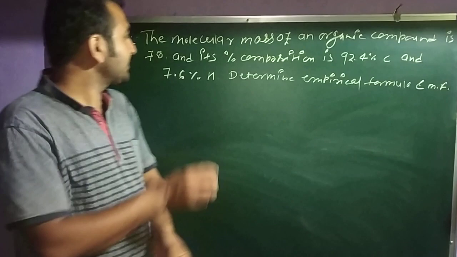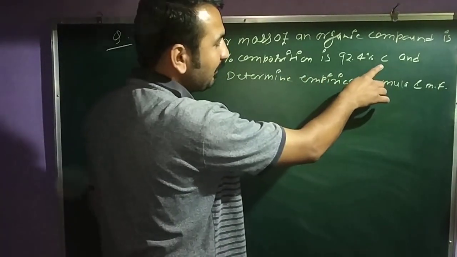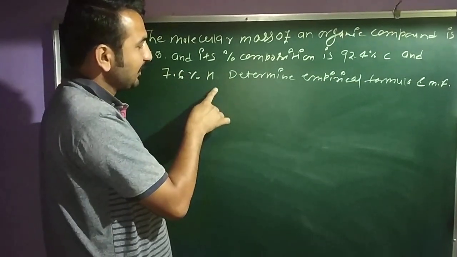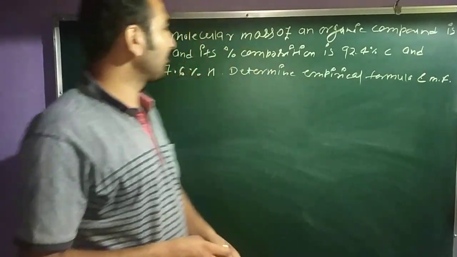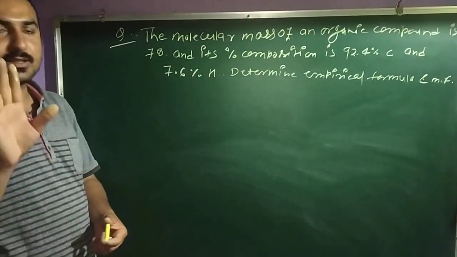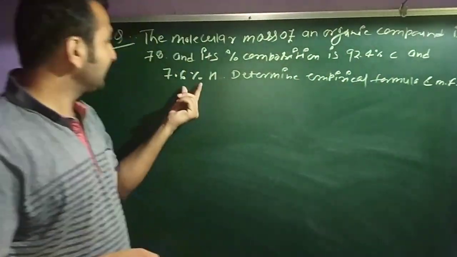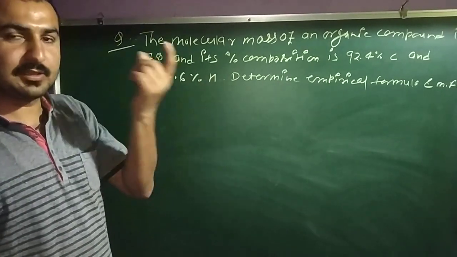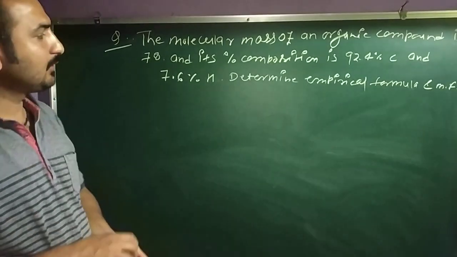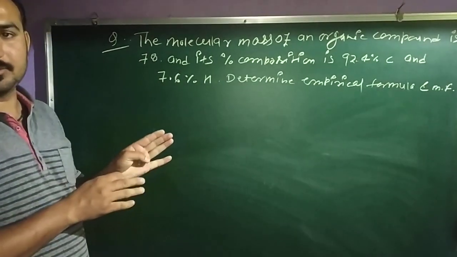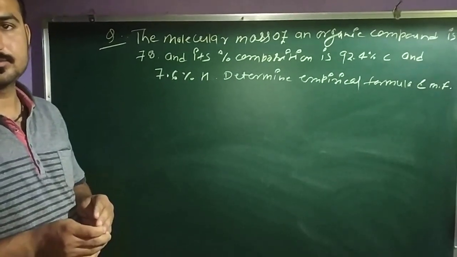So let us start how we calculate the empirical and molecular formula. The molecular mass of an organic compound is 78 and its percentage composition is 92.4% carbon and 7.6% hydrogen. Determine the empirical formula and the molecular formula. First of all, see that in this composition you have only two elements, carbon and hydrogen. Clear? So first of all, we'll make a table to arrange our question.